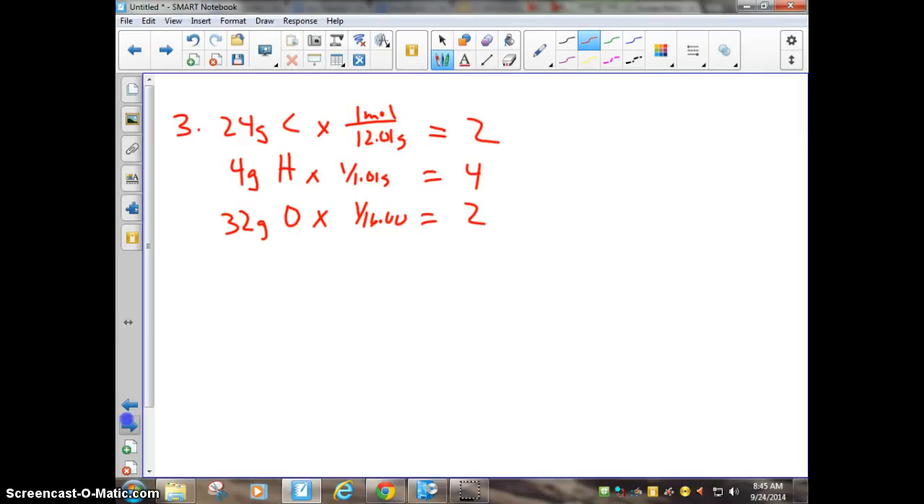And some of you wrote this then as C2H4O2. But remember, empirical formula is the simplest ratio, so I divide each of them by the smallest molar amount I got, and this reduces to 1, 2, 1, or CH2O, which corresponds to letter B.